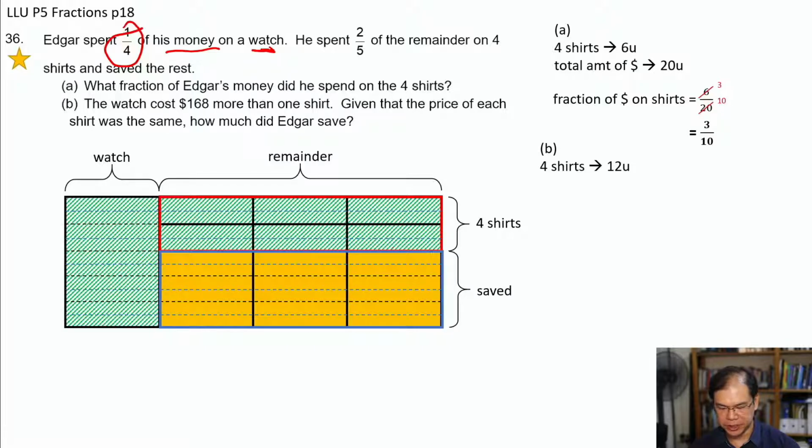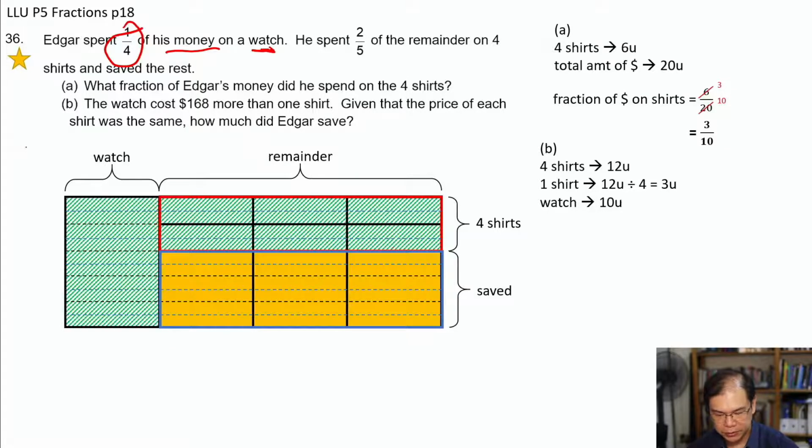So 4 shirts, actually now 12 units. 1, 2, 3, 4, 5. What I'm talking about, okay? 1, 2, 3. So one shirt is 3 units, so 4 shirts is 12 units. You can count inside the red box. One shirt is now 3 units.